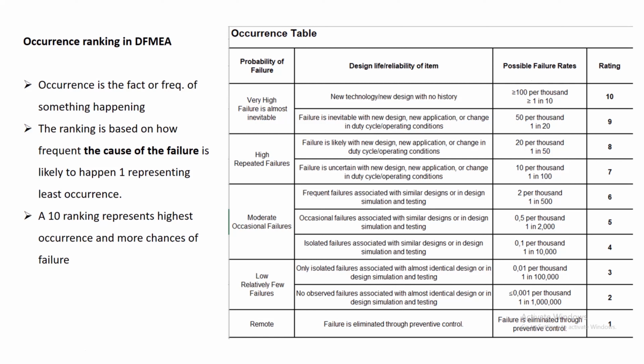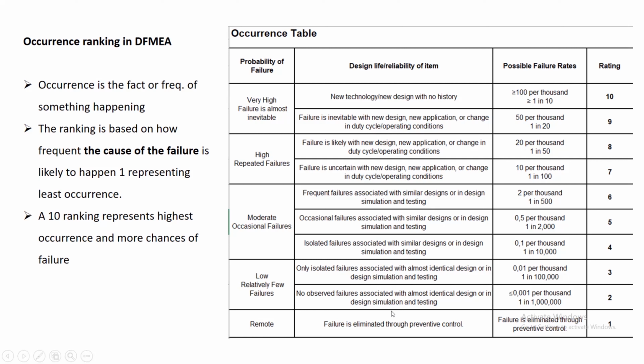If you remember the previous slides where we explained the inputs, customer failure rates and internal failure rates become the inputs for a DFMEA, right? So those inputs are tabulated with respect to this table in possible failure rates. And the last column is the rating or ranking.